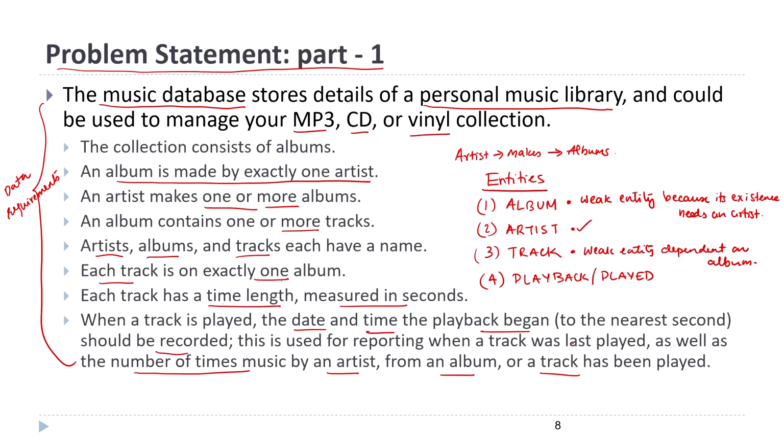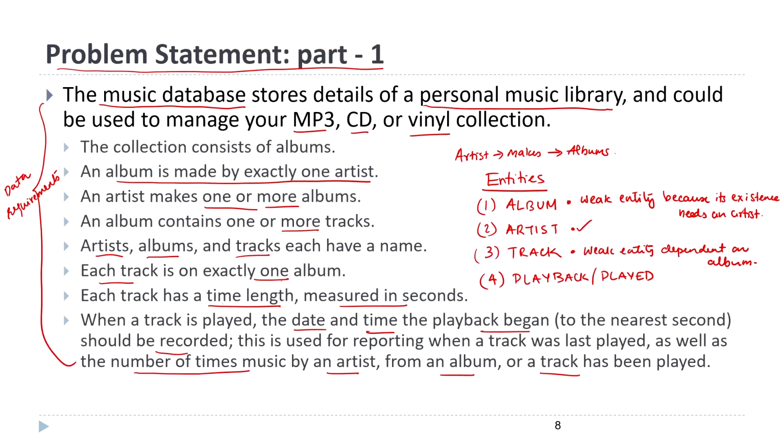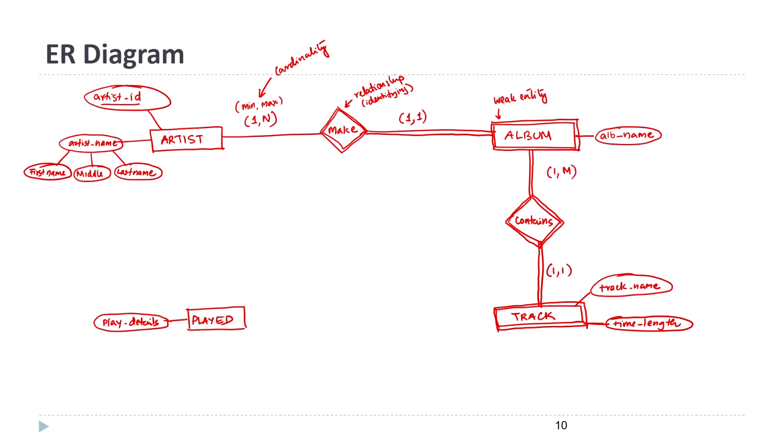So, one way to think about it is how to store the play details. Play details: what does it store? It says when a track is played, the date and the time the playback began, to the nearest second, should be recorded. So, you need to record the date and time. So, fine, we can do that. We have one which is the date, and there is one which is the time. So, this is a composite attribute.